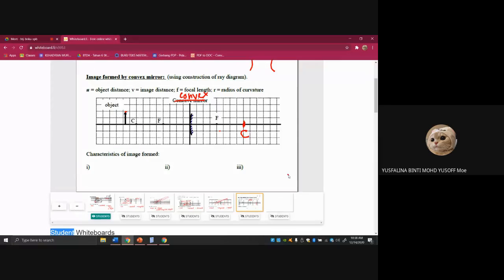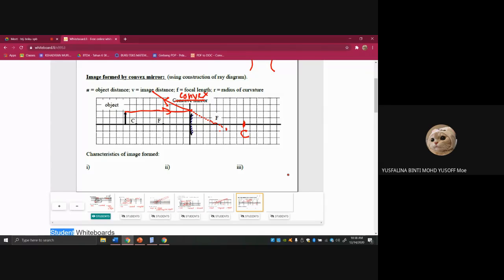Okay, from here goes here. Okay, and we go to F. Right, and then it will reflect it back. So actually, the light ray goes here and is reflected back. Okay, and then you just make it longer.